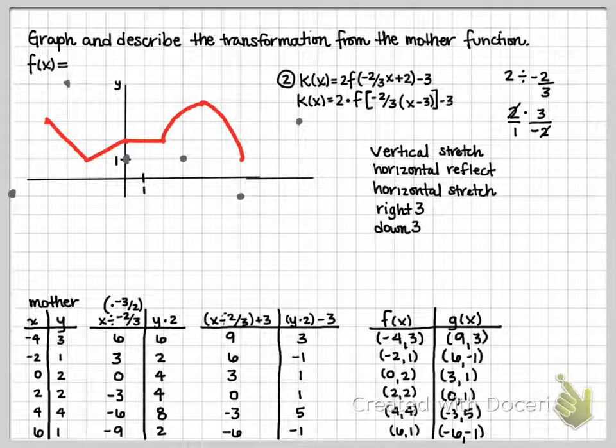So, type of reflections that I have just a horizontal reflect. So what was on the right is now on the left. All right, so to me it looked like this whole bump parabola looking thing is on the right side of the graph. Now it's going to be on the left side of the graph.